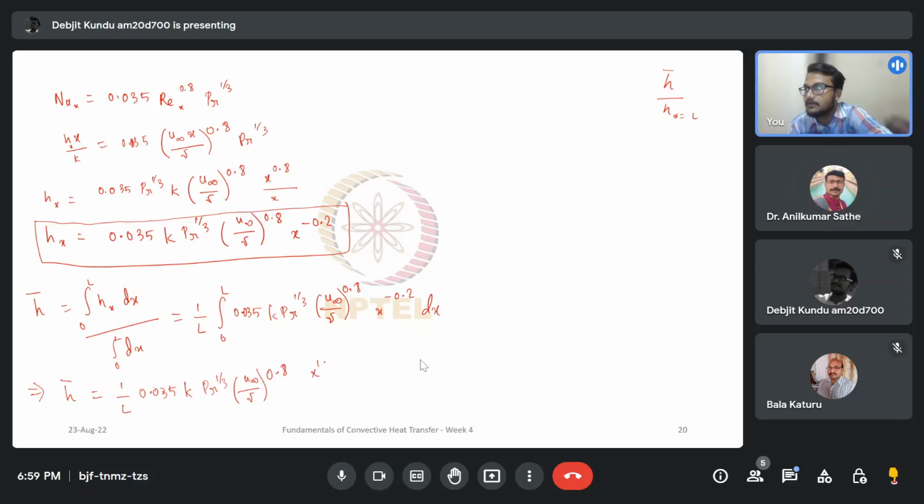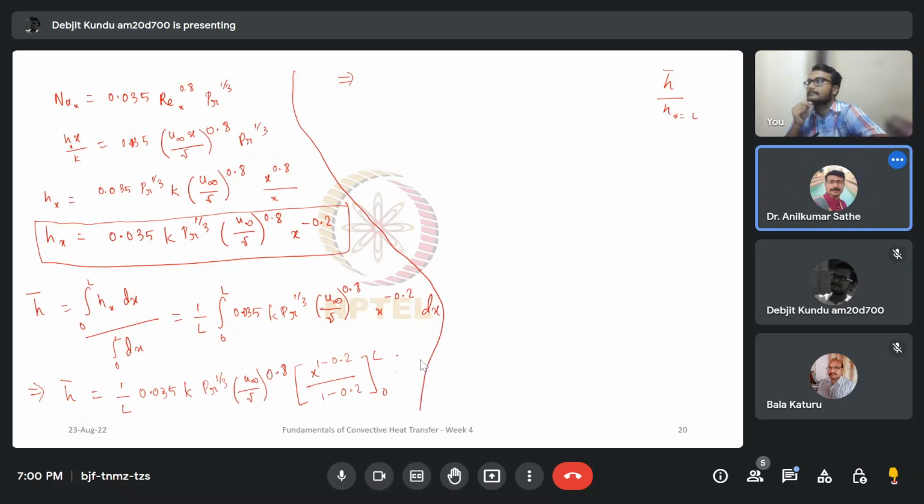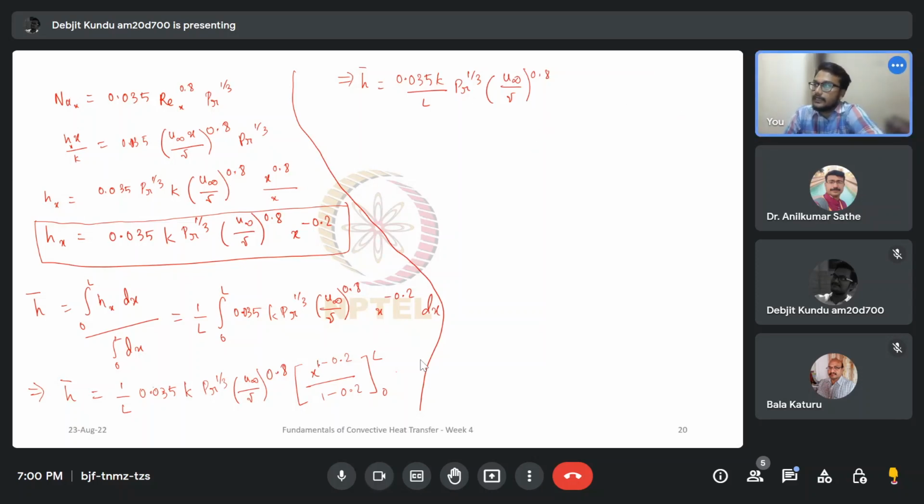So what does that become? x raised to plus 1 means x to the power 0.8, again divided by 0.8, and the limits are from 0 to L. So h bar becomes 0.035 k by L, Prandtl number to the power one third, u infinity by nu to the power 0.8, and x to the power 0.8 with x going from 0 to L. So this is nothing but L to the power 0.8 divided by 0.8. Correct, yes.